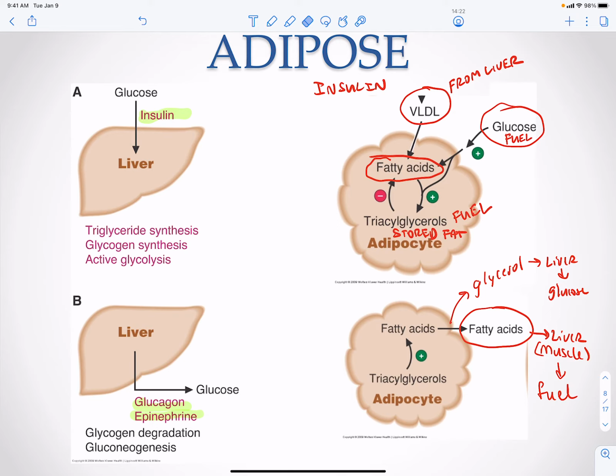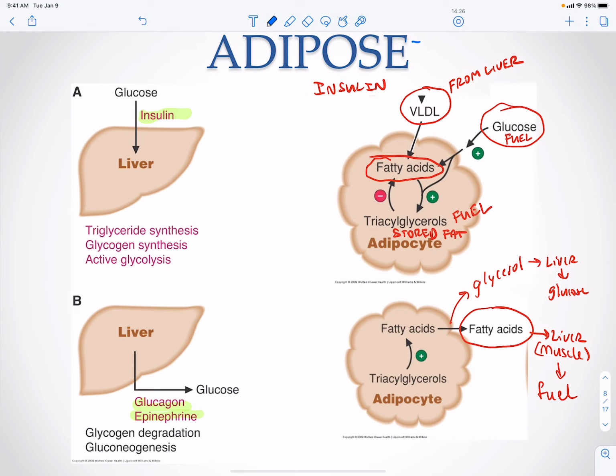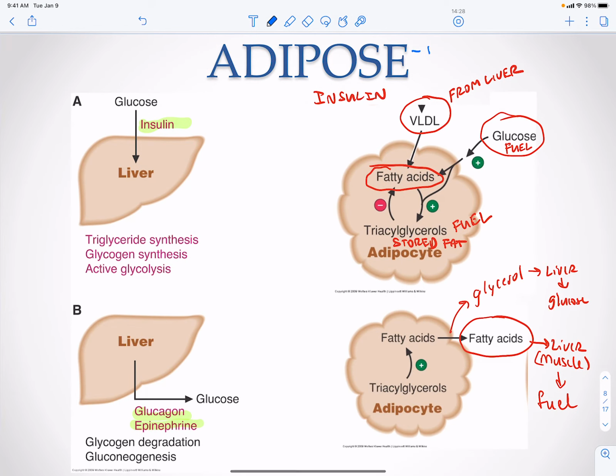Now, so your liver is pretty straightforward. Your liver's goal is to mobilize fuel. And this is in the fasting stage, or store fuel. And this is in the fed stage.